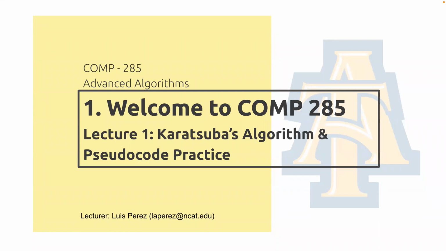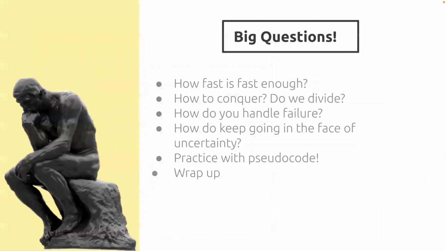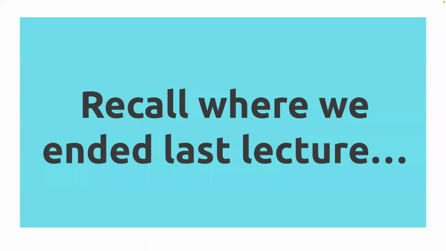Cool. All right, so today we're going to be covering Karatsuba's algorithm, and we're going to be doing some pseudocode practice. So here are the big questions. As you guys remember, this class is all about answering how fast is fast enough. We are also going to be covering how to conquer through division. So divide and conquer. You guys probably are familiar with that technique. How do we handle failure? How do we keep going in the face of uncertainty? And then we're going to practice with pseudocode. So this is the general outline. You guys keep me honest to this for the lecture.